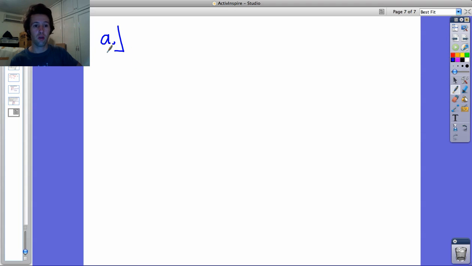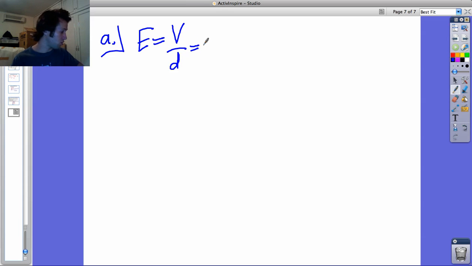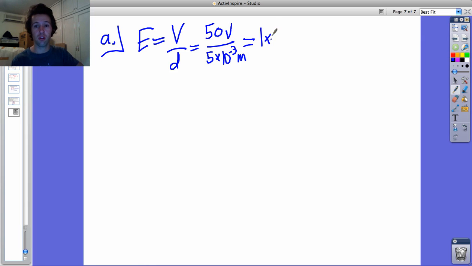For part A, if we're trying to find the electric field strength, there's an equation that's not given in the data booklet, but I think it's useful. And that's that the electric field strength between plates is equal to the voltage divided by the distance between them. So then, if you fill in your 50 volts and your 5 millimeters, you get the answer of 1 times 10 to the 4th newtons per coulomb. Remember that for electric field strengths, you should get large numbers.